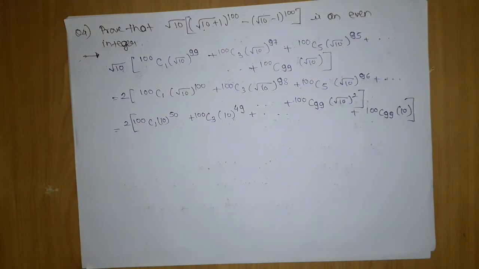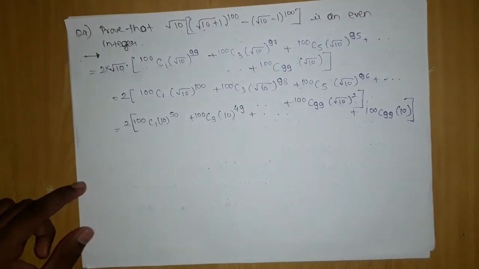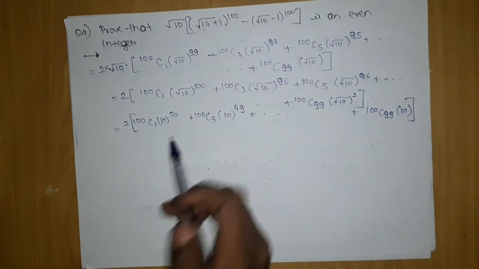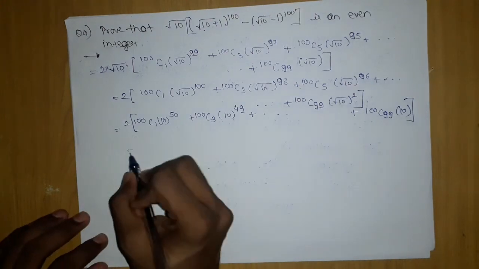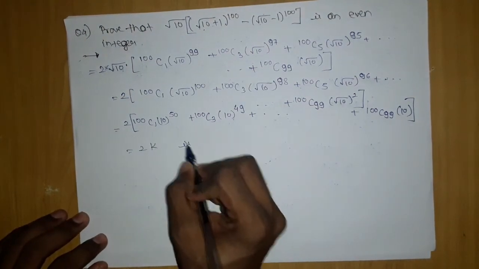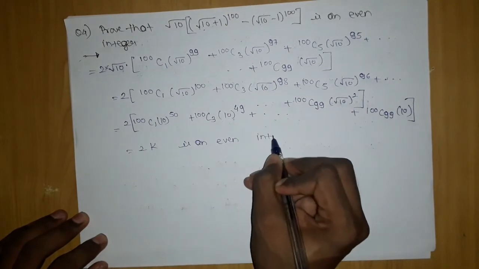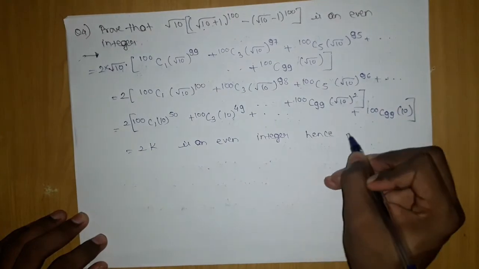Now you can clearly make one thing here, or here 2 will appear. Clearly we are getting something, and you know that 10 will always give something like 10 only in 0, so it can be broken up into 2 only. So this whole thing, which is 2 into k, is an even integer, hence proved.